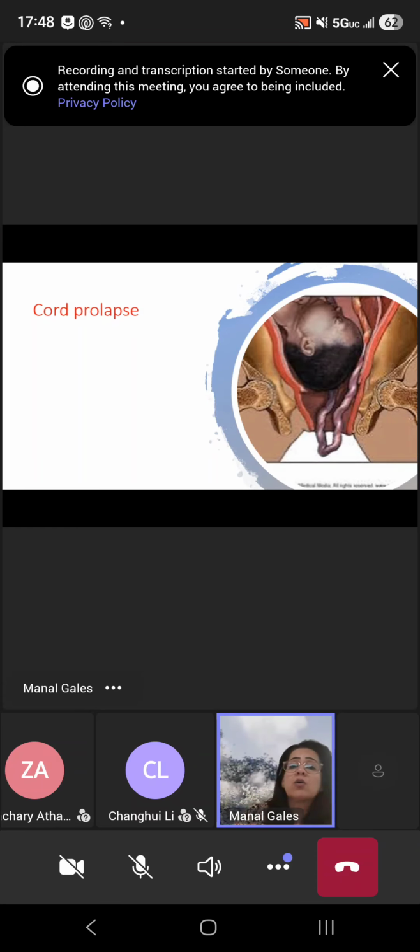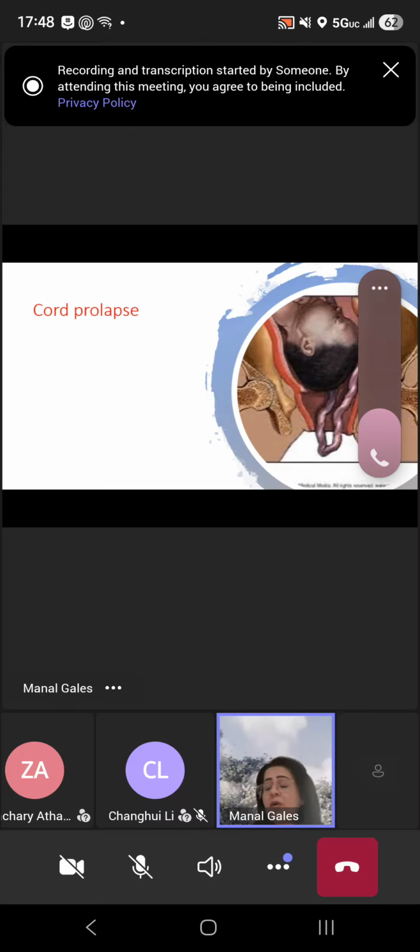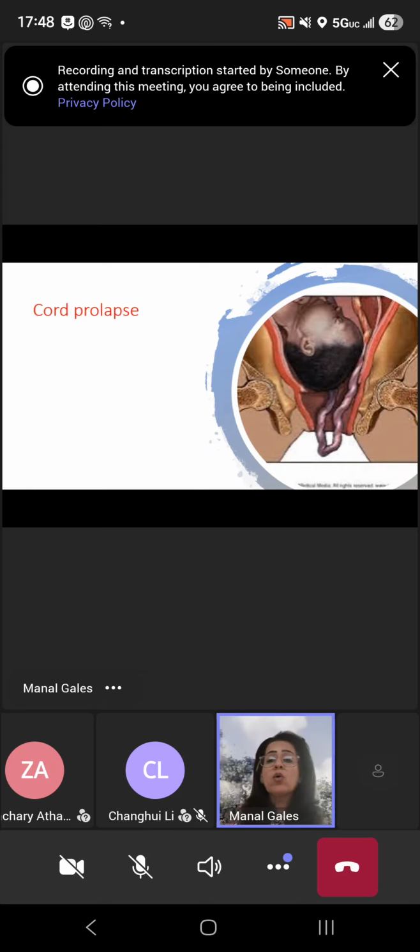So don't ignore the baby when we have maternal problems. Cord prolapse, look at the cord. If it is going down like this, look how it is compressed. Look at this. Look at how the head is compressing the umbilical cord. You're cutting the blood supply, which carries oxygen and nutrients to the baby. So what is your intervention? Is it an emergency? Yeah.